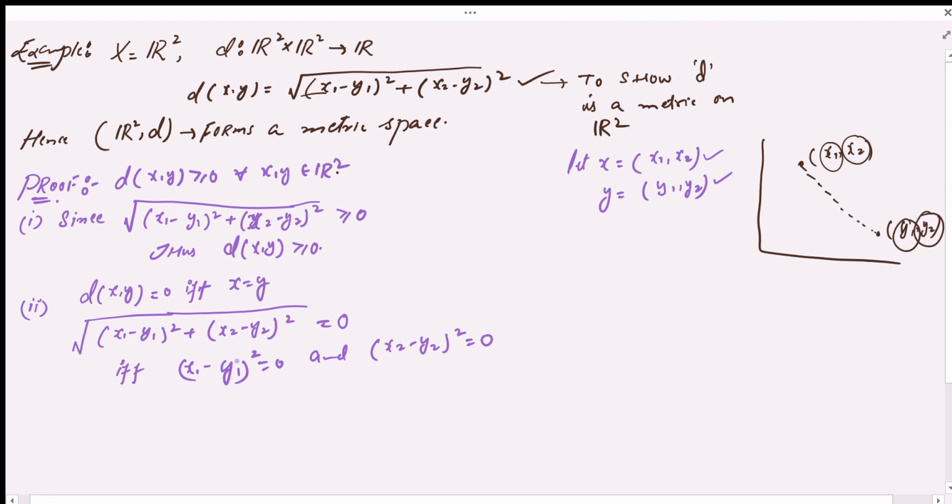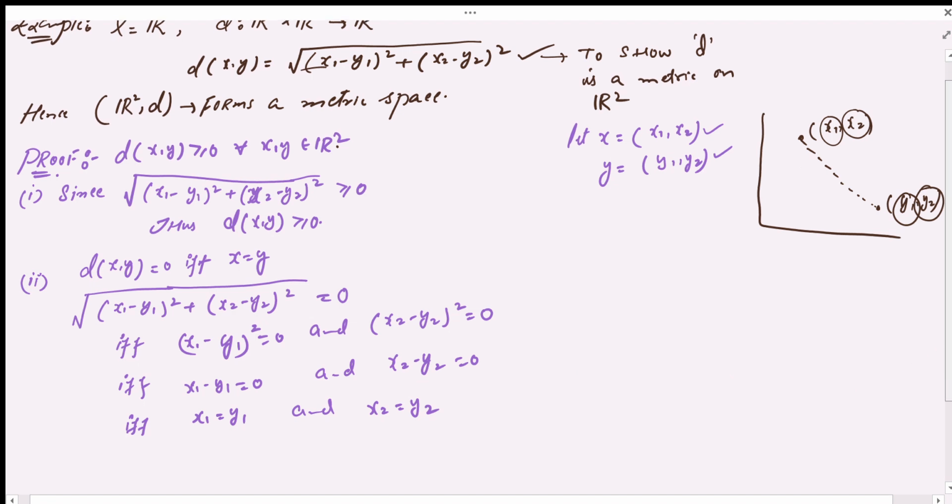So which is further possible, from here you can see it is further possible if and only if, because the square of any term is equal to 0 means the term inside that square is equal to 0. x1 minus y1 is equal to 0, and similarly here x2 minus y2 is equal to 0, which is further possible if and only if x1 is equal to y1 and x2 is equal to y2.